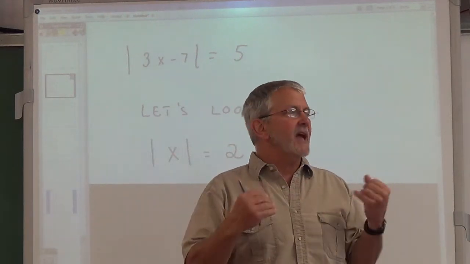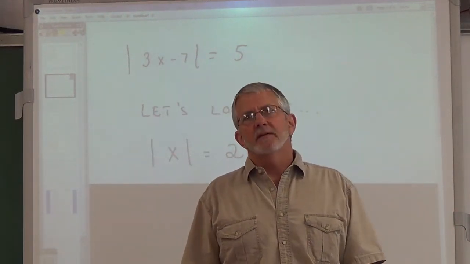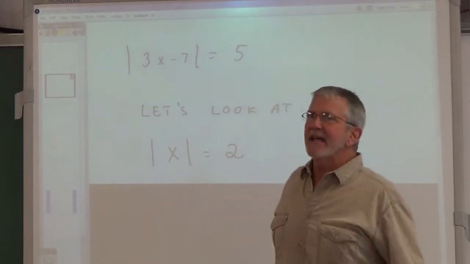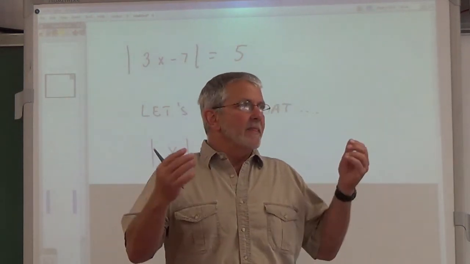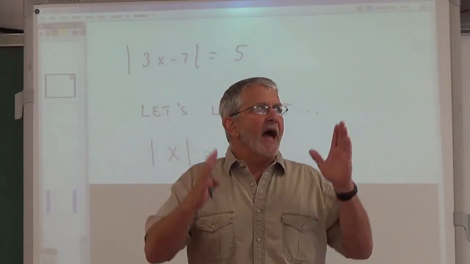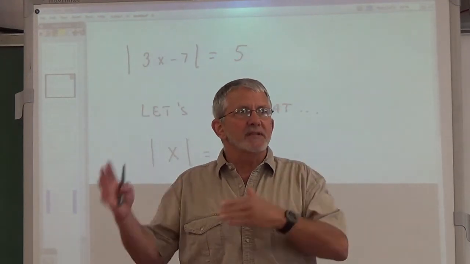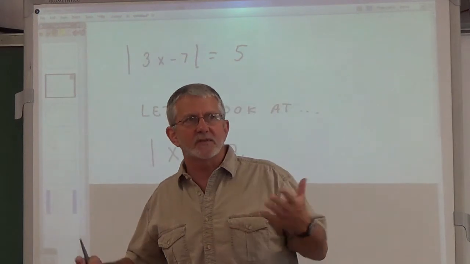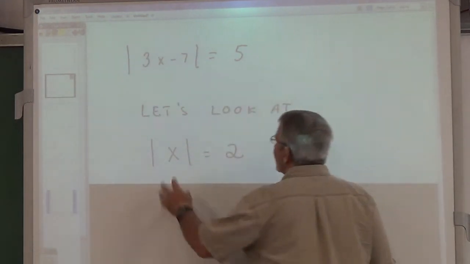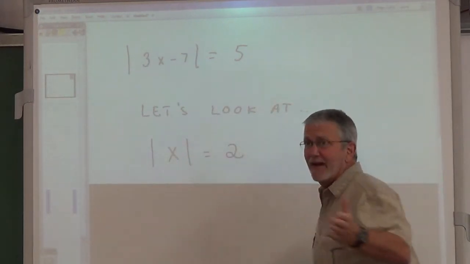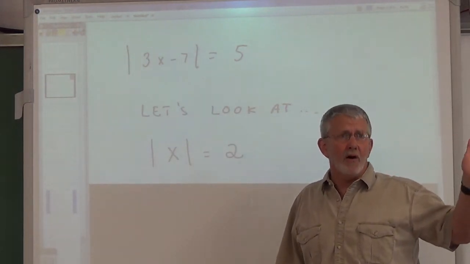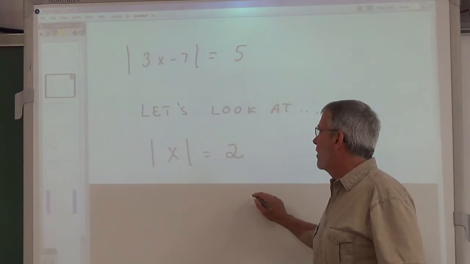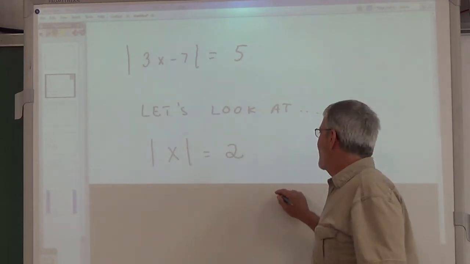It's an equation. It's asking us a question. The question it is asking us is what numbers are 2 units from 0, because absolute value, by formal definition, is how far a number is from 0, how many units it is from 0. So this is asking the question, give me all the numbers, because x is a variable, give me all the numbers 2 units from 0. Well, we know all the numbers 2 units from 0: 2 and negative 2.